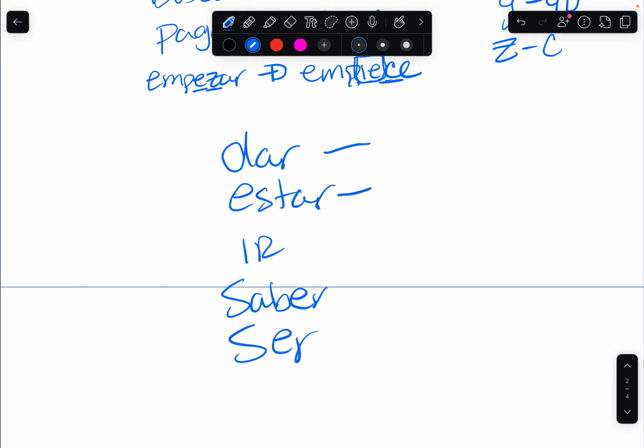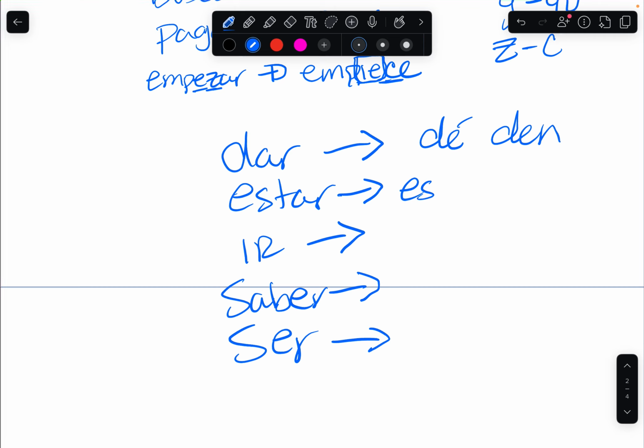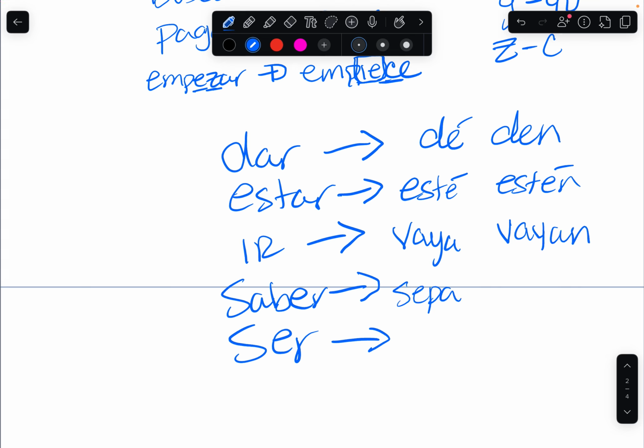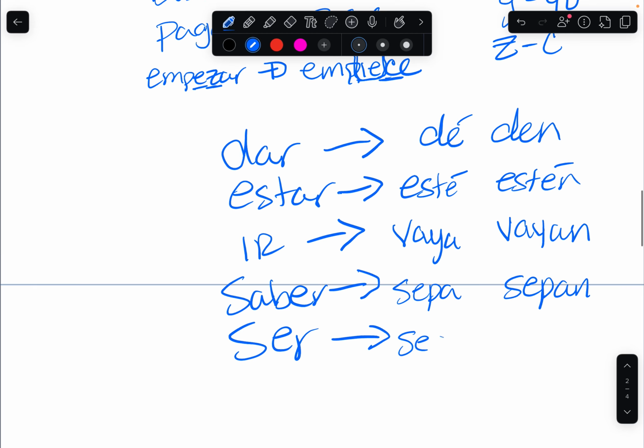These are just irregular formal commands that change the whole verb. So you go from dar to de, or den, estar to esté, or estén, ir to vaya, or vayan, saber to sepa, or sepan, and then ser to sea, or sean.